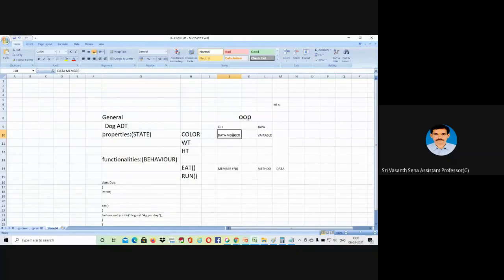The terminology is important. Property or state is called a data member. The functionality is the member function. Whenever it comes to Java, this property or state is said to be a variable. This functionality is said to be a method. Method, look at the word: compulsory open parenthesis, close parenthesis. It needs to be followed by open and close parenthesis. You must write open parenthesis, close parenthesis at the end. It is a good practicing technique.